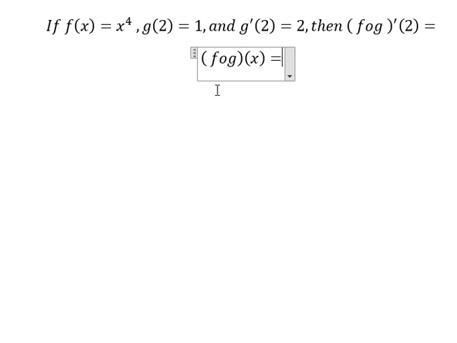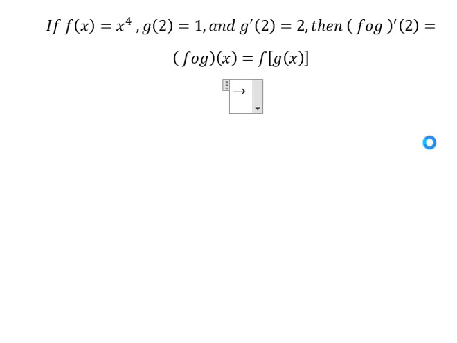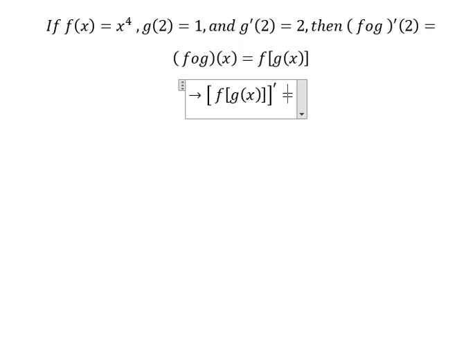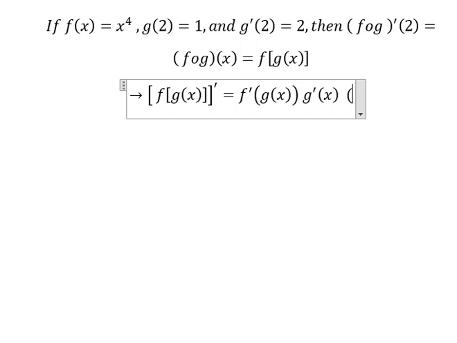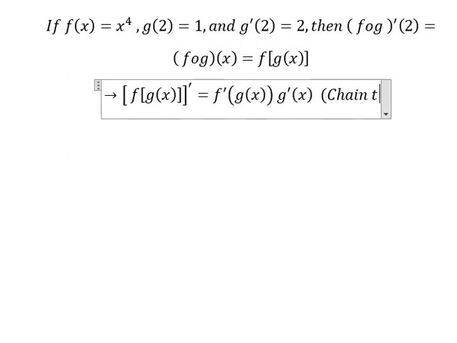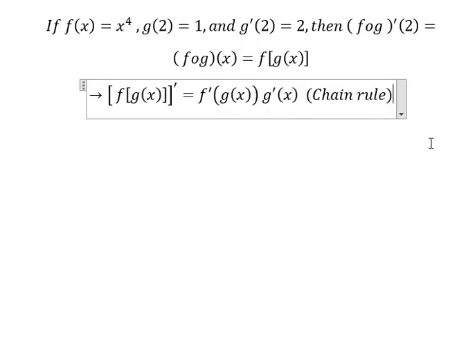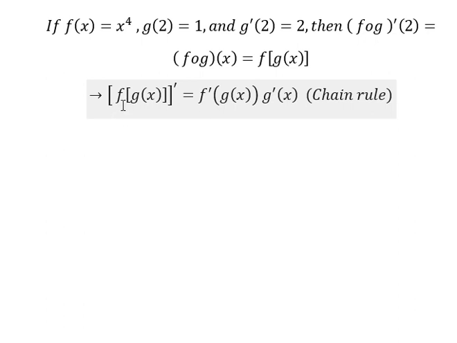The composition f of g is like this. Now, if we take the first derivative of this one, we have this. This is the chain rule of derivative. Now we put number 2 in here.